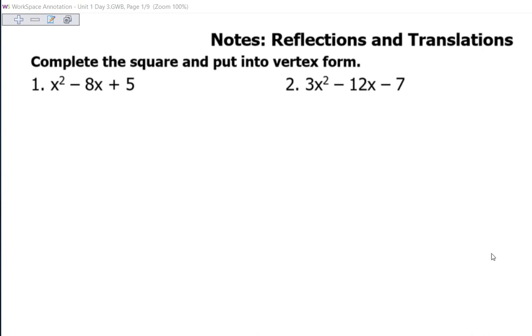Today we are talking about reflections and translations of the parent functions from yesterday. So for problems 1, 2, and 3, we need to complete the square and put into vertex form.